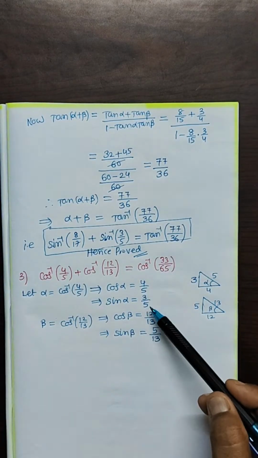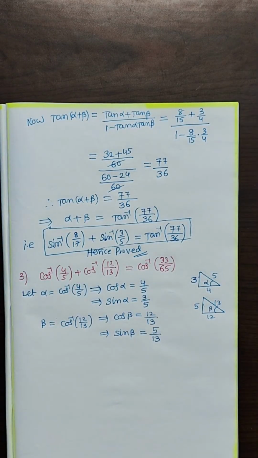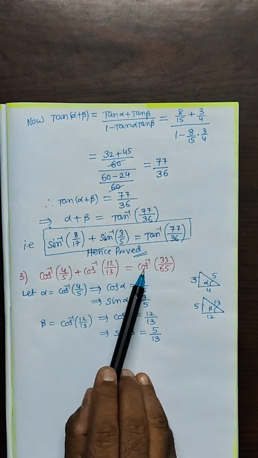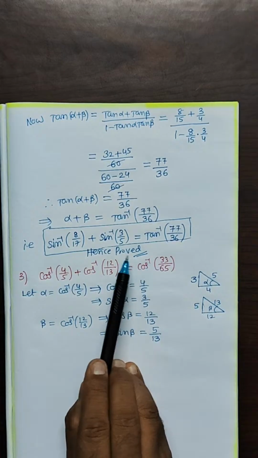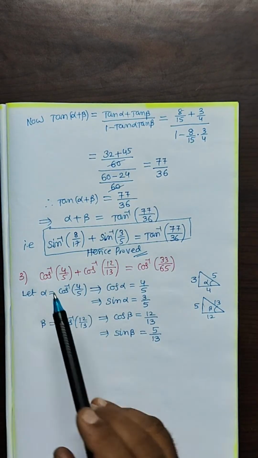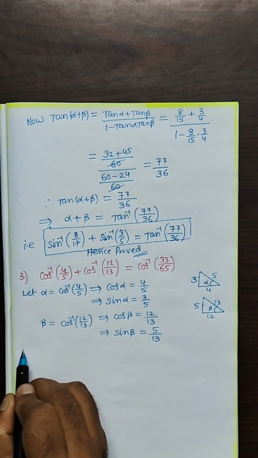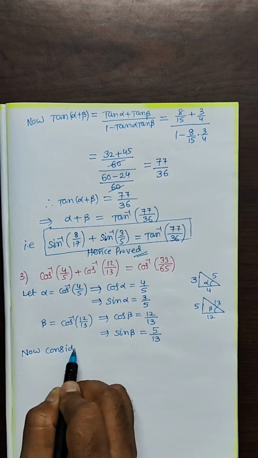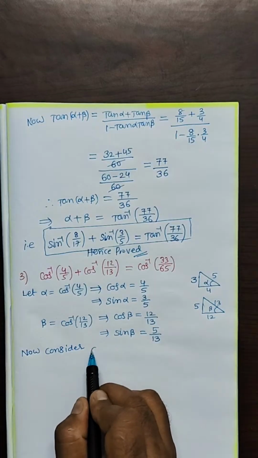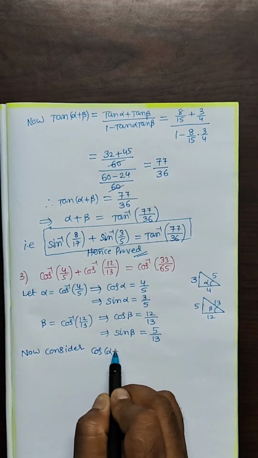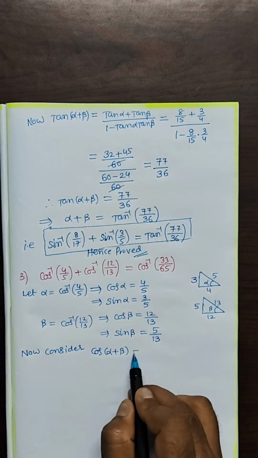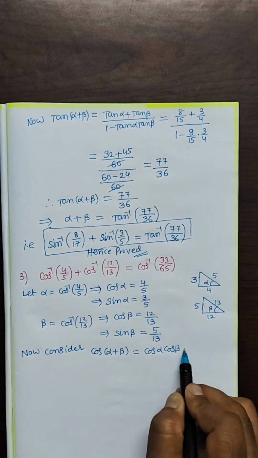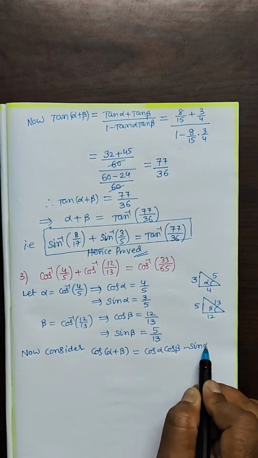After getting these four values, dear students, this value is alpha, this value is beta. Alpha plus beta equal to cos inverse of this one. Cos inverse bring this side, it will become cos, no? So consider cos of alpha plus beta. What is the formula for cos of alpha plus beta? Cos alpha cos beta minus sin alpha sin beta.